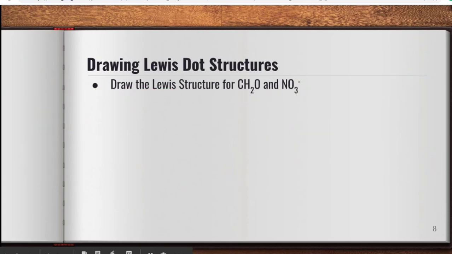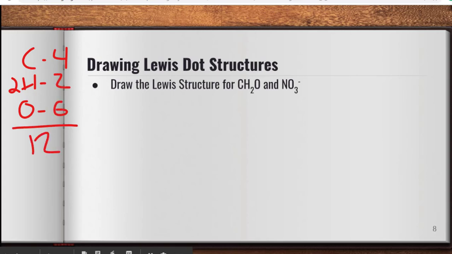So we've got 2 more Lewis structures to draw here. CH2O and NO3 with a minus sign next to it. We'll talk about what that means here in just a moment. So let's start with CH2O. So we're going to start with C, 2 hydrogens, and an O. So we got 4 here, 2 here, and 6 here, for a total of 12 valence electrons in our structure.